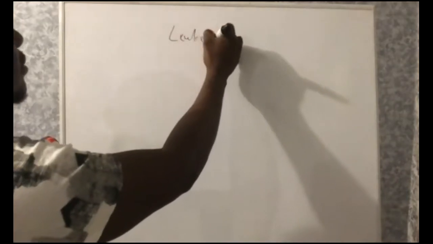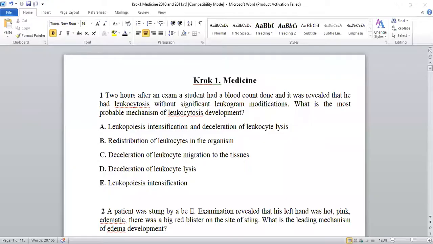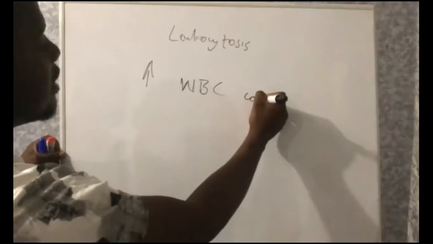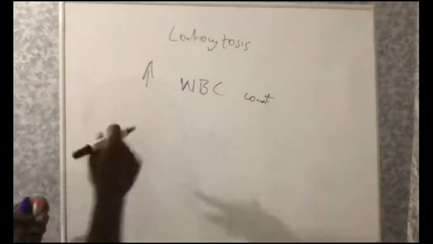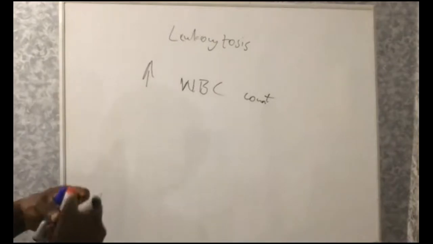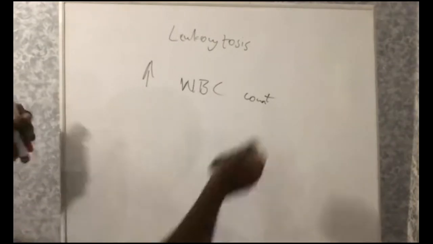And after the exams, they realize that the student is having leukocytosis. Now, what is leukocytosis? It's just basically the increase of what? White blood cells. Okay, so they took the blood and counted the white blood cells, and they realized that it is high. So why was it high?